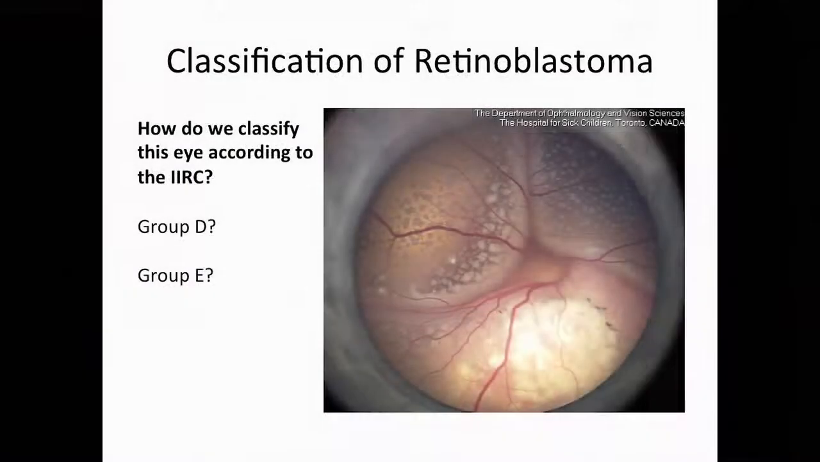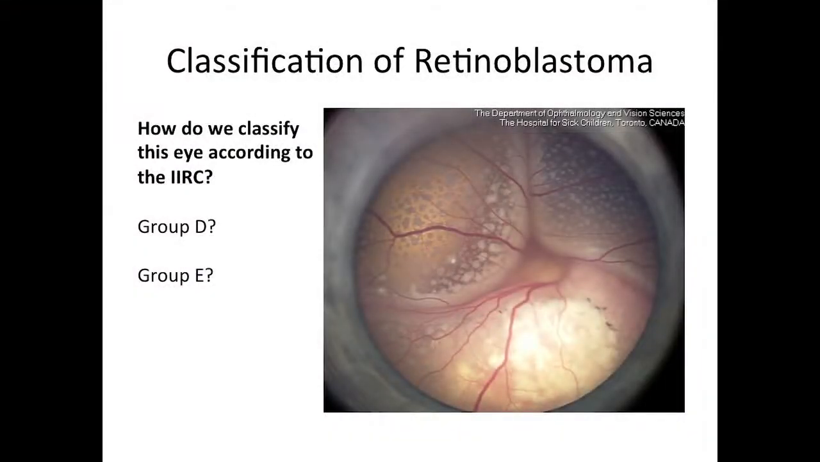But there was a big controversy, because in 2005 we adopted the IIRC classification, and then we had the ICRB in 2006. A lot of papers were being published on the ICRB classification, and people were thinking we were talking about the IIRC classification. So why an eye like this? When you have a total retinal detachment and a big mass, do you call it a D or do you call it an E? It's a D.